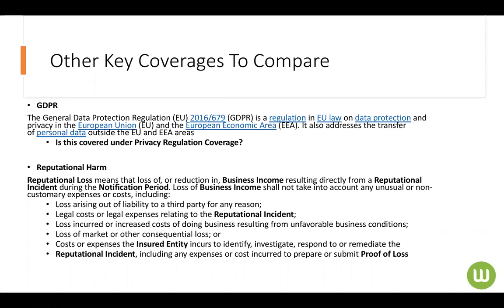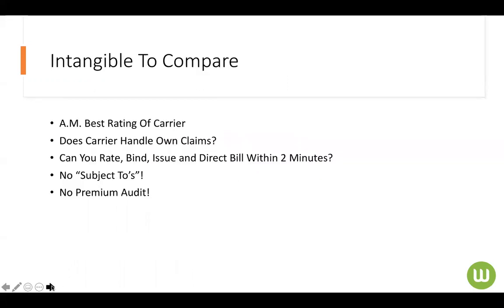And last but not least is reputational harm. Reputational harm means the loss of or reduction in business income resulting directly from a reputational incident during the notification period. So if your insured is a clothing store and their business goes down 50% because of publicity, nobody wants to go in the store, you have coverage for reputational harm, another important coverage.